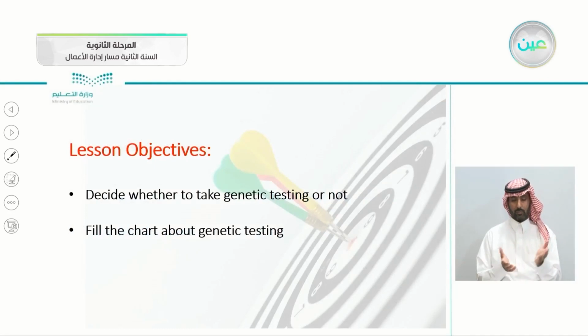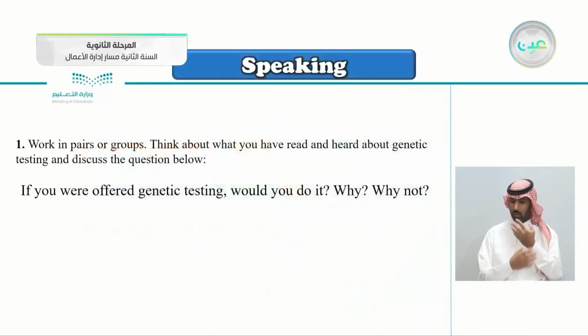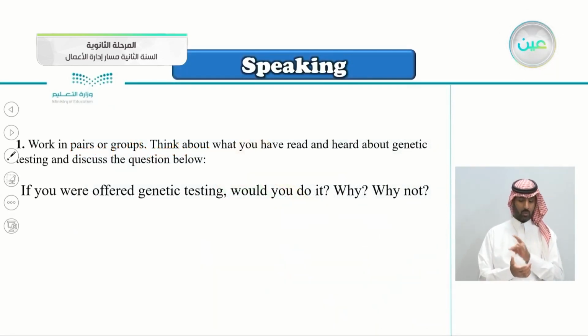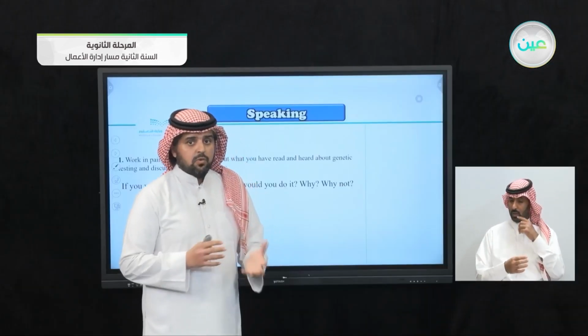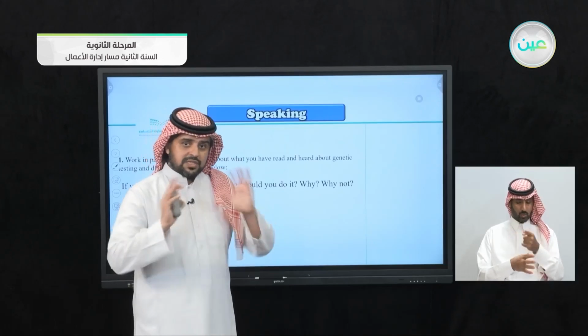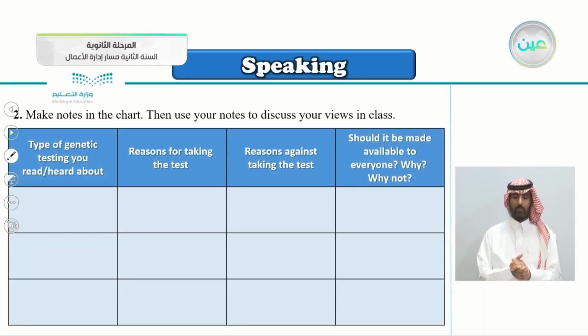Jumping to today's lesson, the objective: decide whether to take genetic testing or not. Fill the chart about genetic testing. Work in pairs or groups. Think about what you have read and heard about genetic testing and discuss the question below. If you were offered genetic testing, would you do it? Why or why not? If you were offered to do genetic testing, would you do it? Why or why not? So discuss this with your colleagues and make notes here, in this chart.